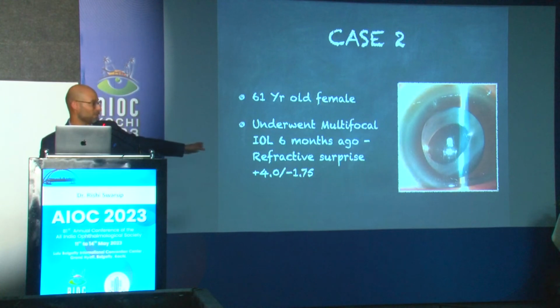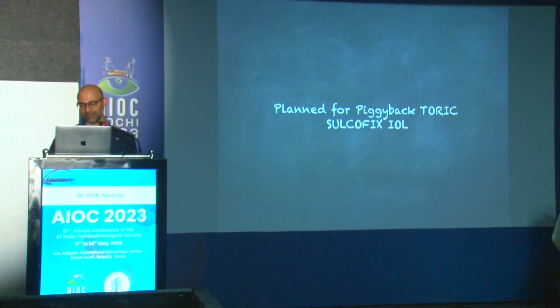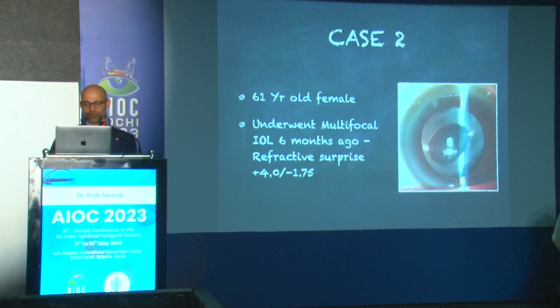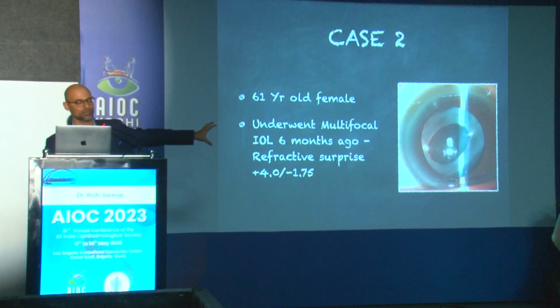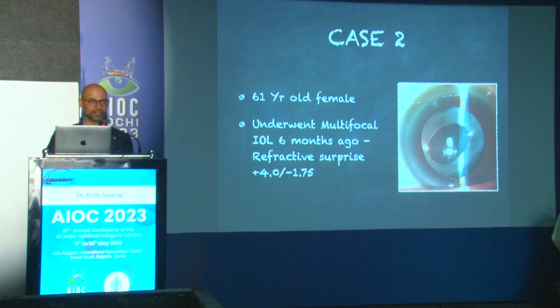Refractive surprise was like this, quite bad. Very unhappy patient. Cylinder as well as spherical error. It was like a mixed astigmatism. And so she was planned for a piggyback toric Sulcofix lens. There was obviously an element of phimosis also, which might have shifted the effective lens position.